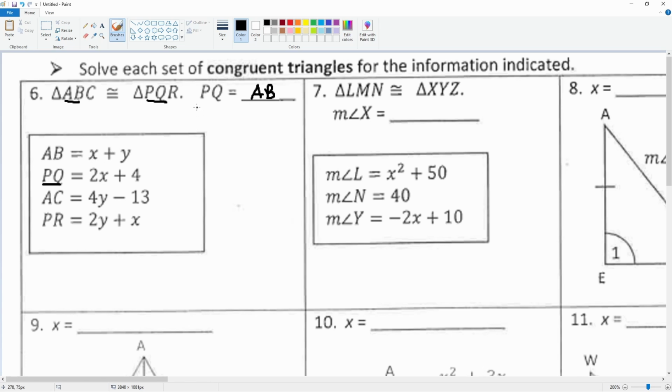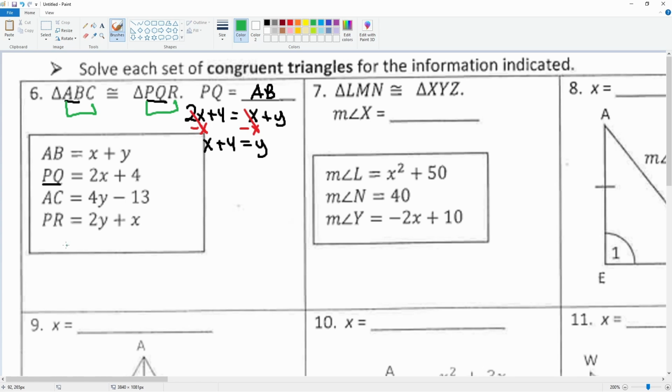PQ is 2x plus 4. This is going to be equal to AB, which is x plus y. So technically you can solve here. This cancels, and you have x plus 4 is equal to y. You have this. We also know that AC, which is these two, is going to be equal to PR.